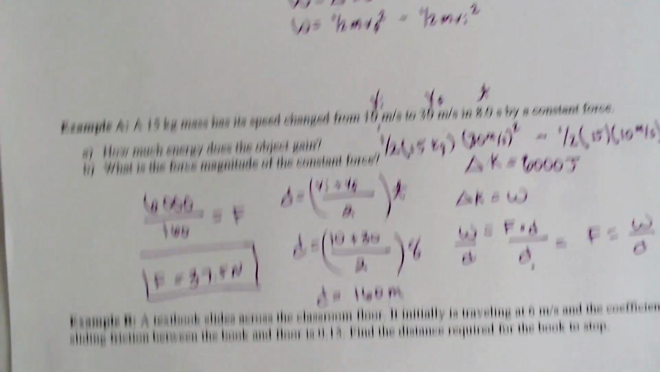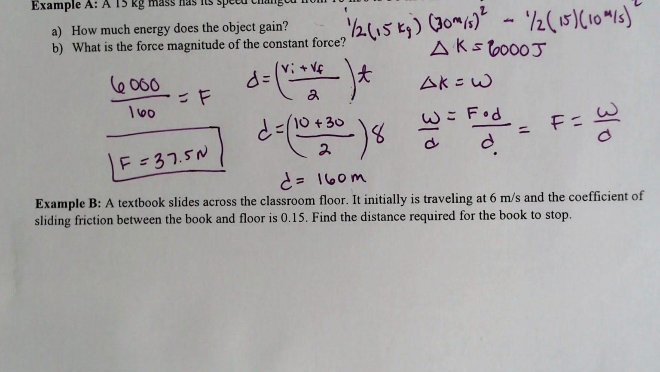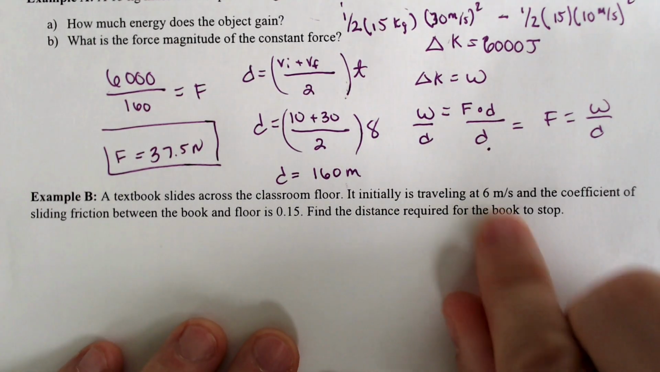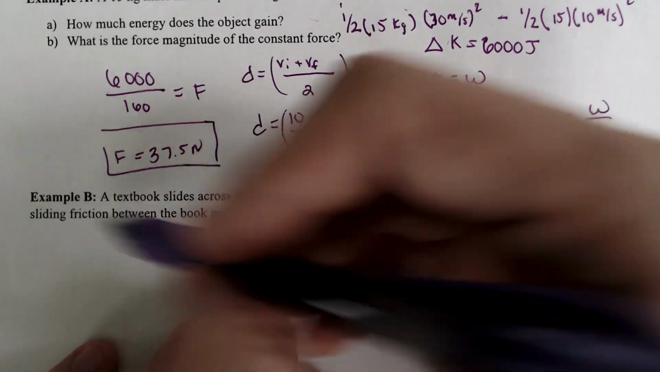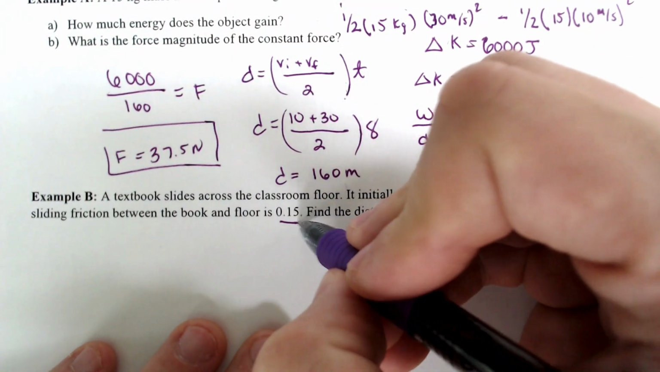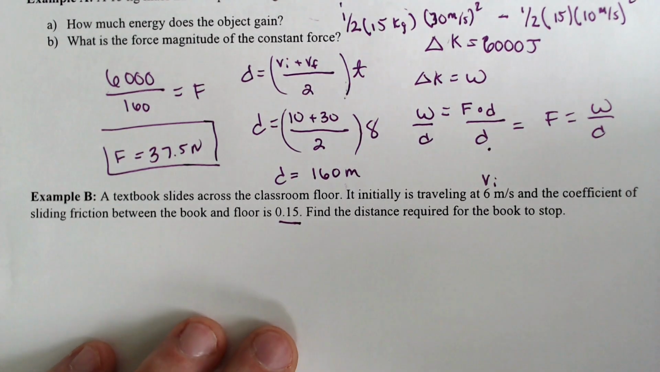All right. So here, we got a textbook. It's sliding across the classroom floor. It initially is traveling at 6 meters per second, so that would be our VI. And the coefficient of friction sliding between the books is 0.15. Find the distance required for the book to stop. Now that actually has two things.